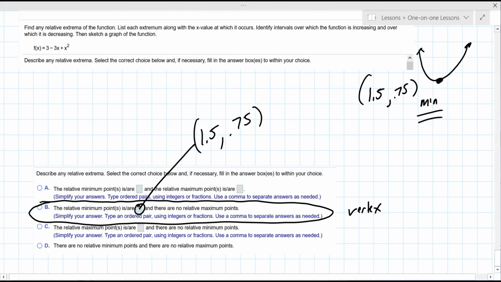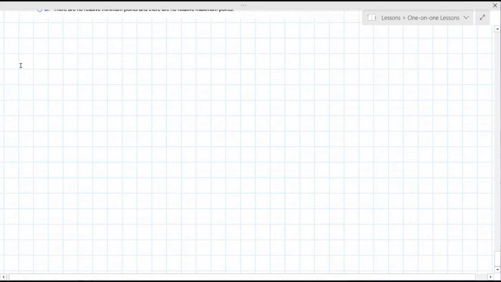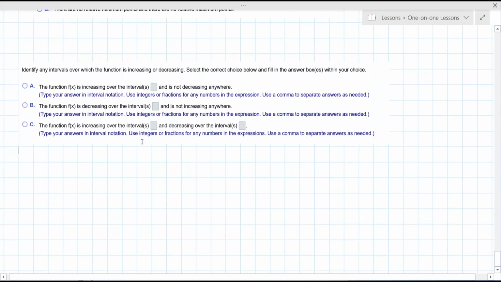Right. Now let's answer the next part, which is based on having the answer to this part. So I'm going to snip it in here. It says identify where it's increasing or decreasing. So your parabola here, we know that this is 1.5 comma 0.75. It is decreasing on this side, right, and it's increasing over here. So it's increasing and decreasing. So the answer is C.